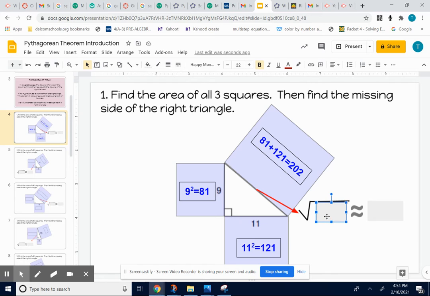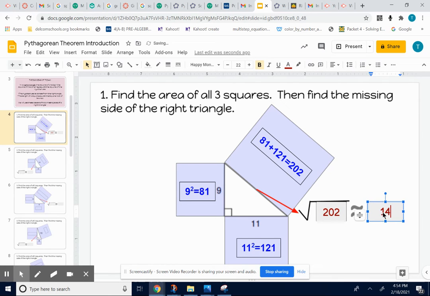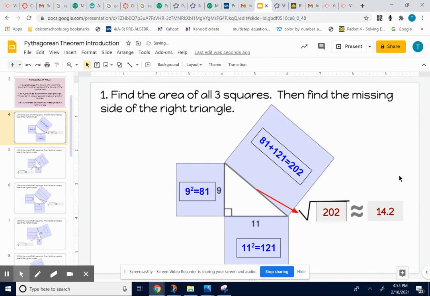So its side length would be the square root of 202. You need to use your calculator for that, or you can use an online calculator. It gives me about 14.2. It's rounding to the tenth. So the missing side length of my right triangle, this side right here, is 14.2. Okay, let's look at one more in this video.